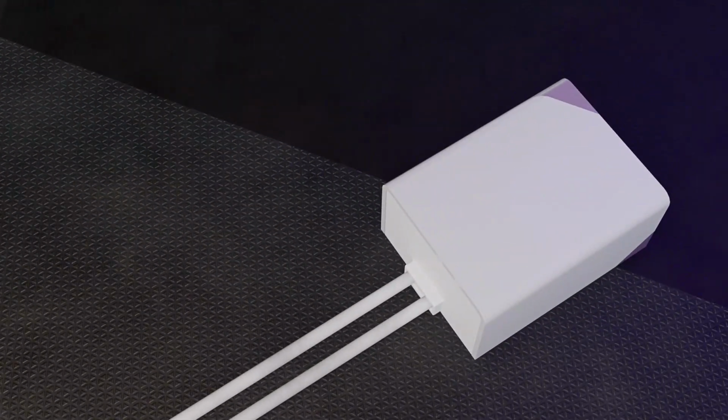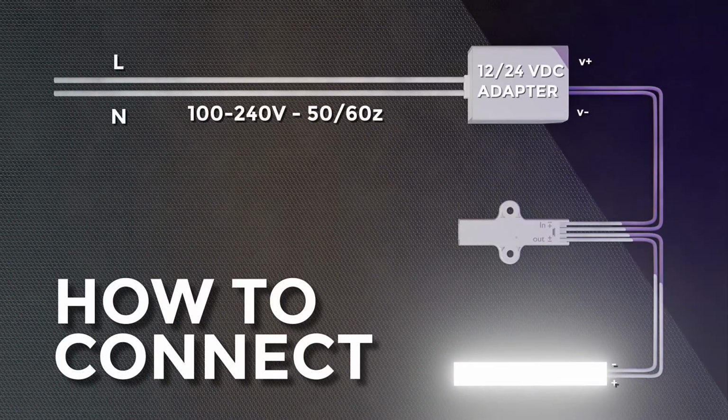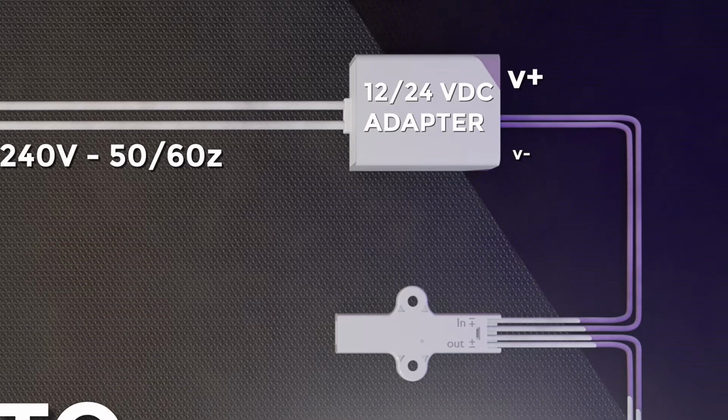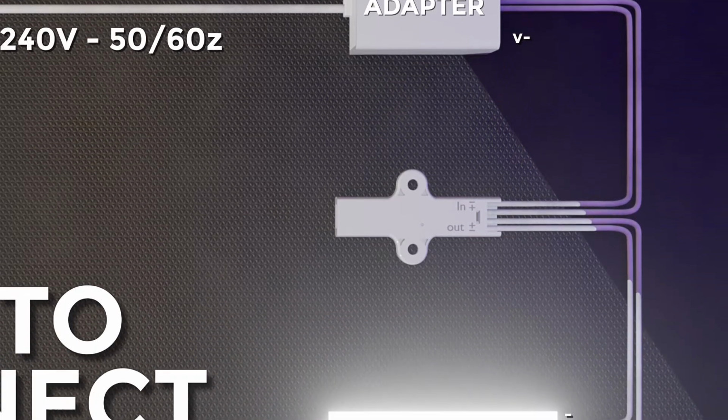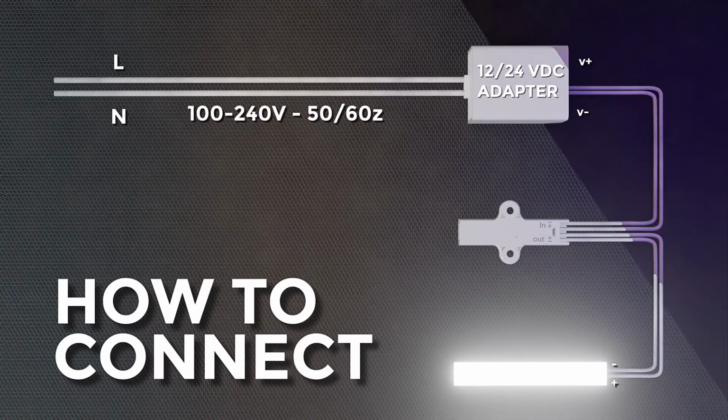Here's how to wire your LED strip using a Neo wardrobe sensor and a 12/24 volt DC adapter. Connect the adapter's output to the IN terminals of the Neo wardrobe sensor, matching positive to plus and negative to minus. Connect the LED strip to the OUT terminals, ensuring the positive and negative terminals are properly aligned. And that's it. Your LED strip is now connected and ready to use with the Neo wardrobe sensor.